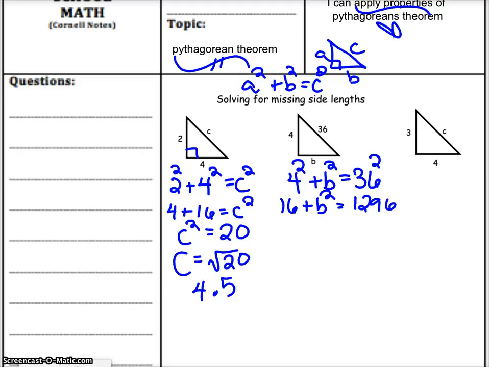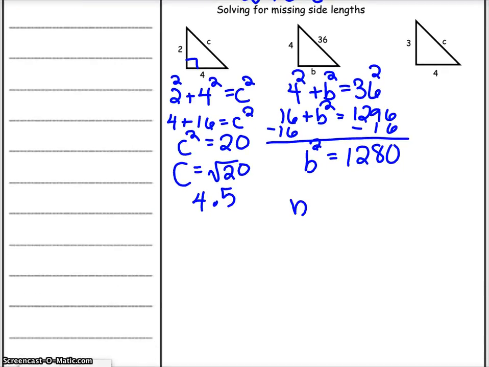Now, you can't take the square root yet. What do I need to move away? I need to move that 16. How am I going to move a positive 16? So then I have B squared equals 1296 minus 16, which is 1280. How do you get rid of the square? So B is the square root of 1280. B equals 35.8 rounded.